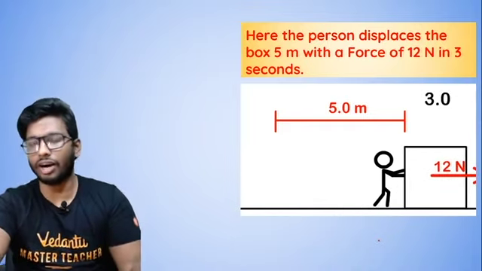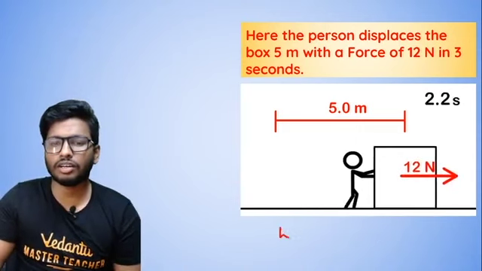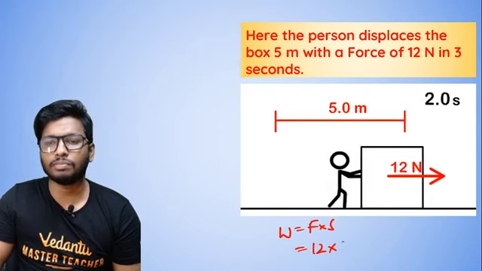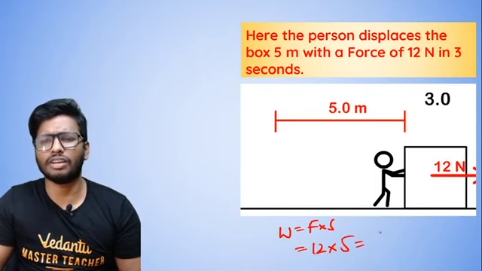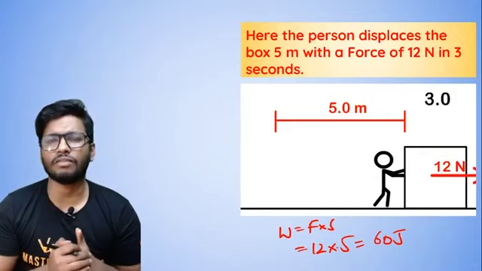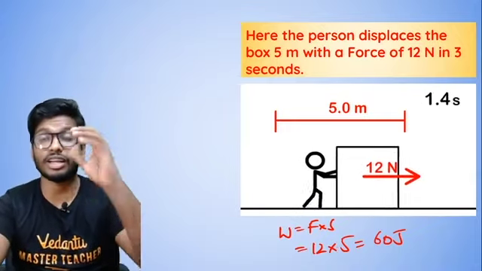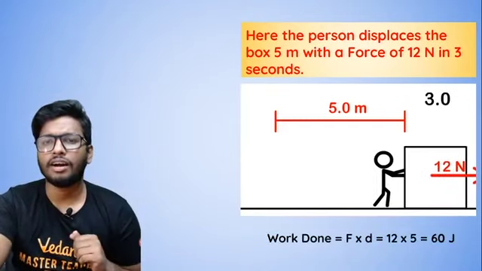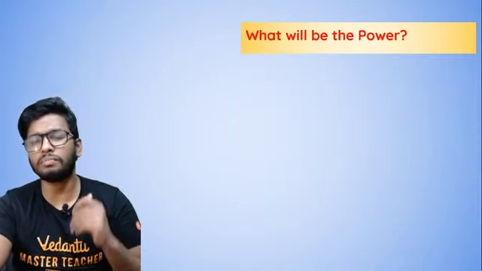Now, if you calculate the work done, what is the work done? Work done is force into displacement. Force is 12 Newton. Displacement is 5. So how much will you get? You'll get 60 joules. So work done is 60 joules. Very simple. Now what is the power in this case? What will be the power?